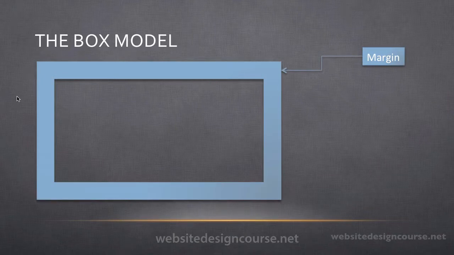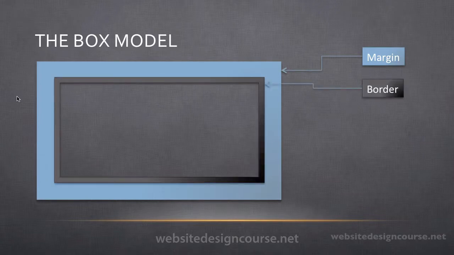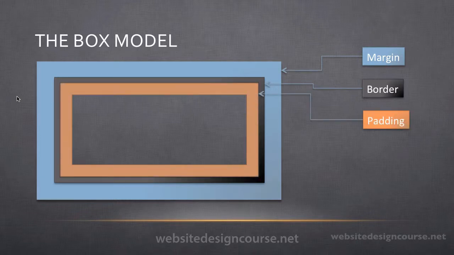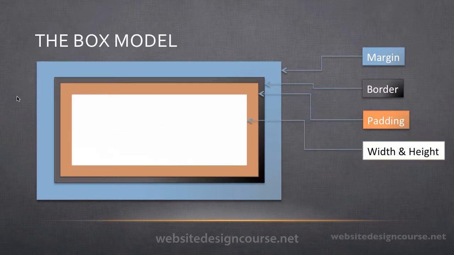Margin is an invisible space around the outside edges of the element, so it's kind of like a cushion on the outer edges. Inside of the margin is the border, and the border is visible or invisible. I can turn the border off, or I can turn the border on and give it a width and a height. Inside of the border is what we call padding, and padding is another invisible cushion, the cushion between the border and the actual width or content of the div.